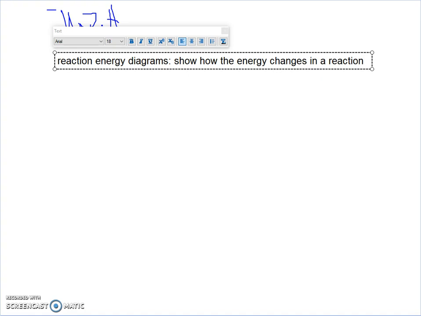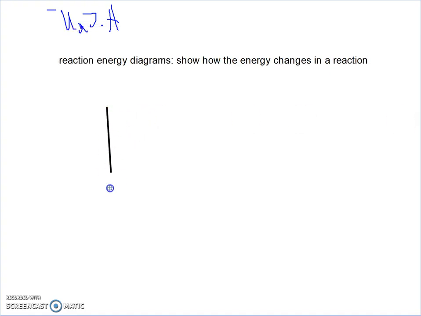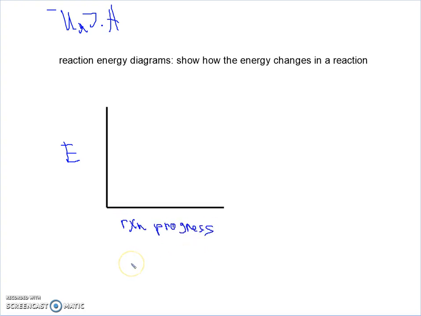So they're pretty much always going to have axes for the y and the x, where the y is going to be energy. Sometimes it'll say potential energy, but it's the energy. And then the x is going to be the reaction progress or reaction coordinate or time, because as time goes on, the reaction's going to go on, right? And generally, we'll just be doing sketches, but you could see more detailed ones that actually give you the energy values. So you're going to start at the energy of the reactants.